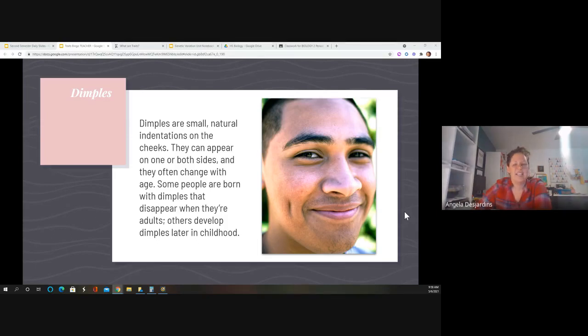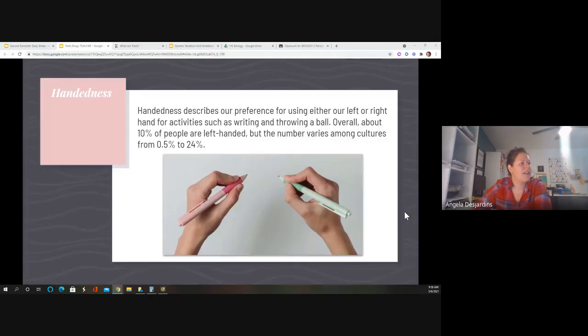Okay, trait 4. Handedness. Are you a righty or are you a lefty? Do I have any lefties out there in my little polka dot classroom land?